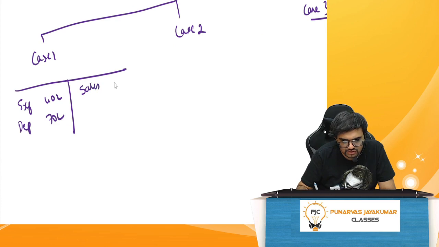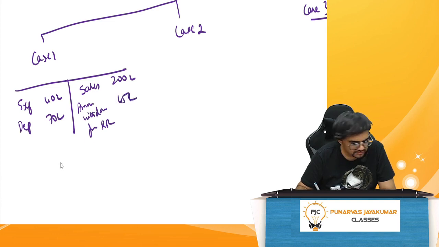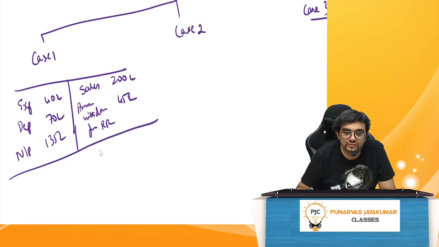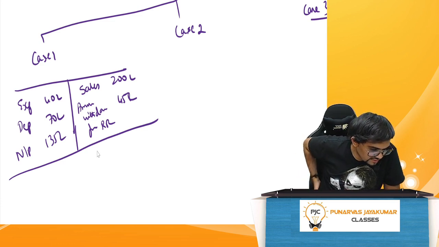So here I will show depreciation of 70 lakh, and sales of 200 lakh. Then the amount withdrawn from revaluation reserve, I will show 45 lakh. Net profit I will show 135 lakh. This is the scam they were doing.